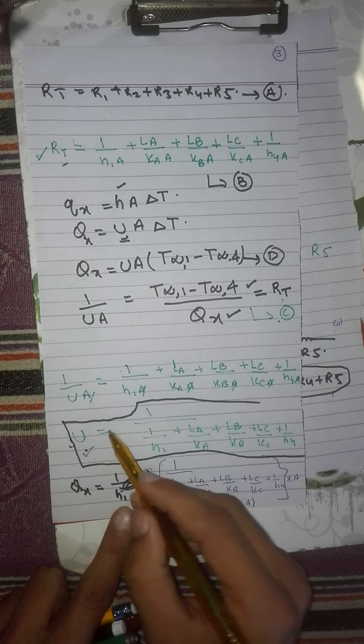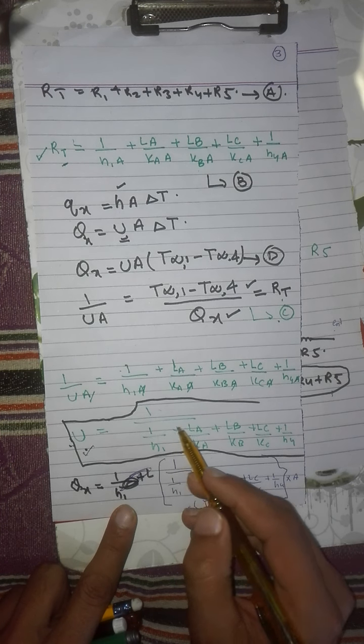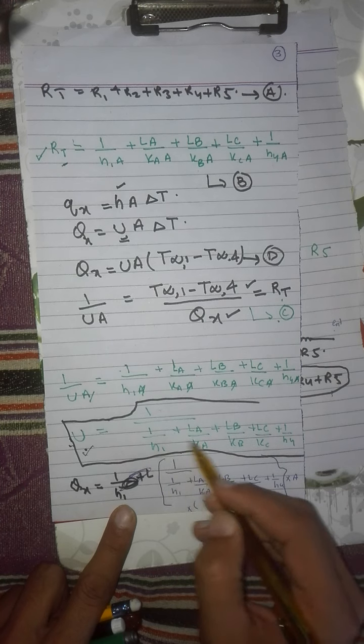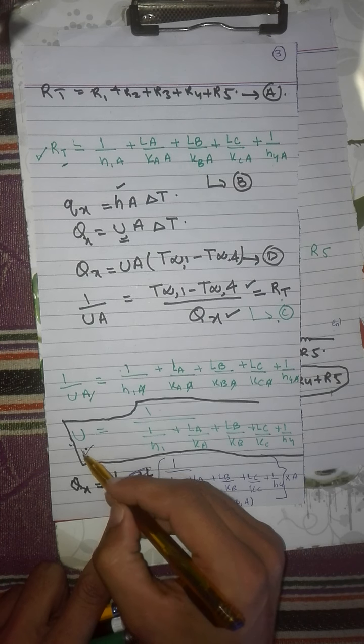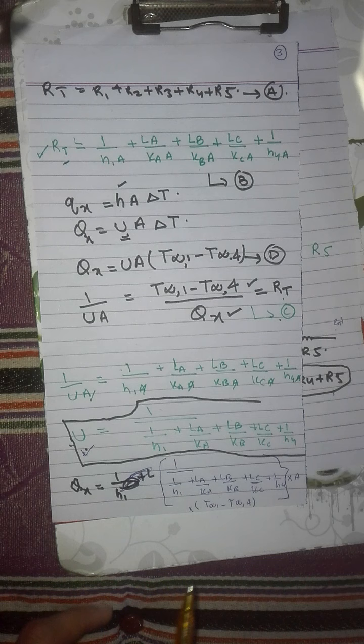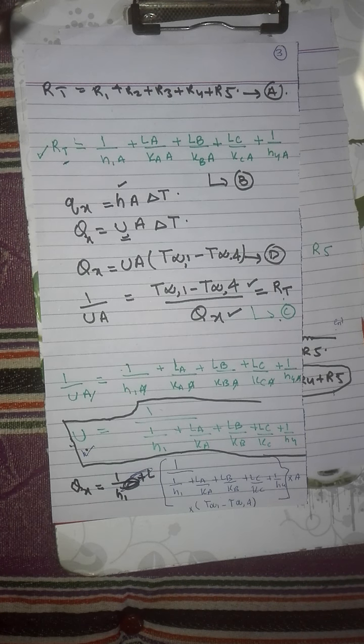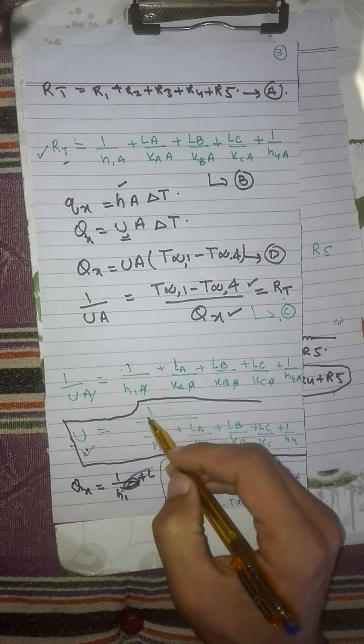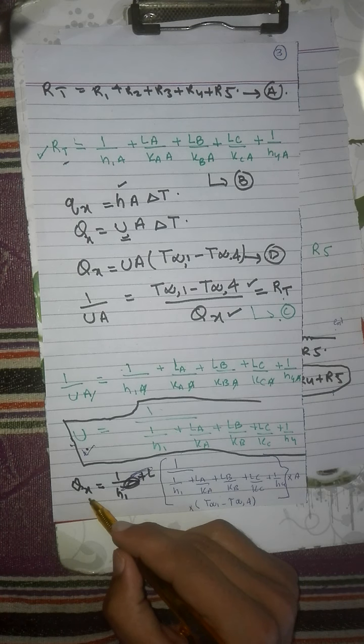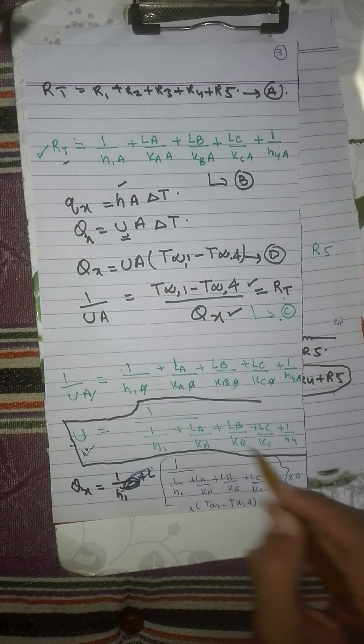The overall heat transfer coefficient is nothing but the reciprocal of the total resistance to the heat transfer. So in this case we found the overall heat transfer coefficient through the composite wall, and at last we found the heat rate through the composite wall.